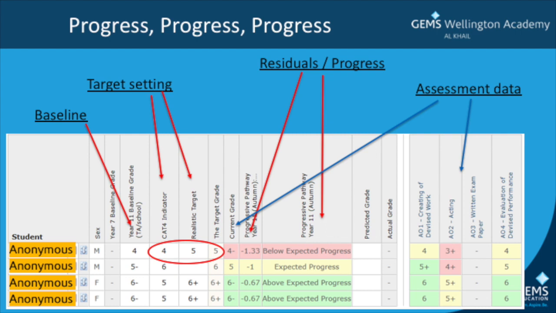The other fantastic element of Go for Schools is the assessment data on the right hand side. Teachers use this as their mark sheets. Every assessment that they do, they input, and it updates the current grade on the left hand side. And it's all this information that is readily available in the reports that you have access to.